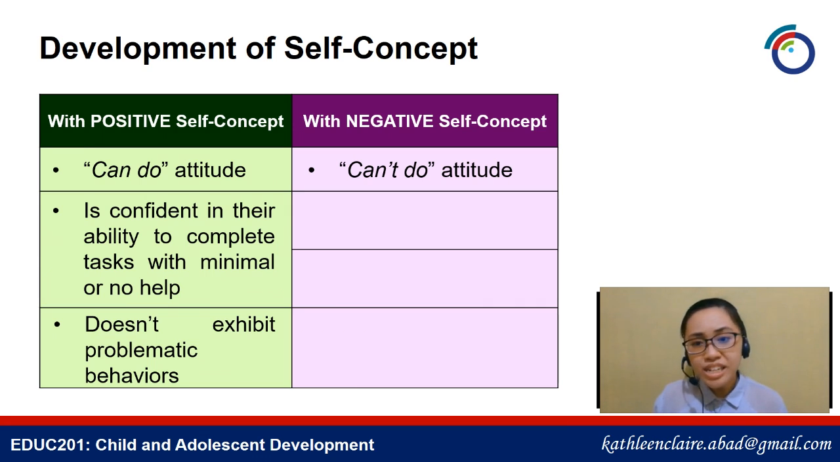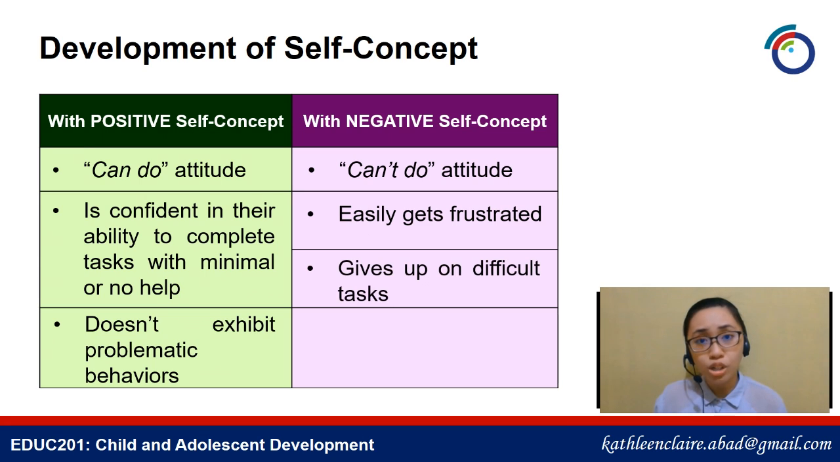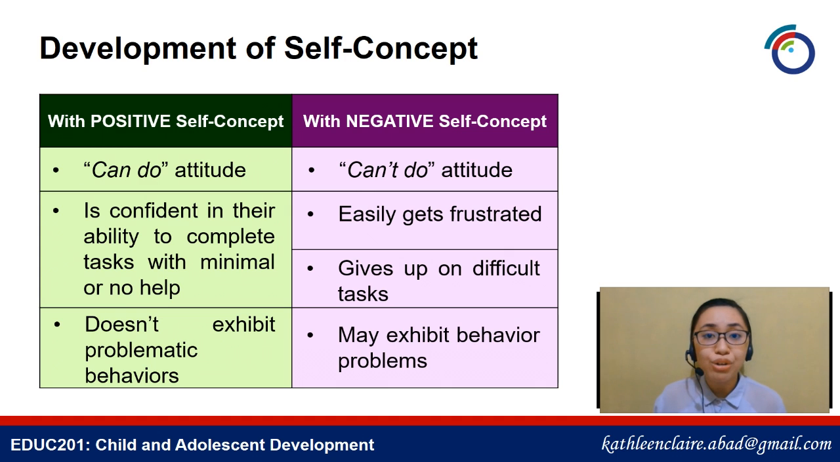Also, he or she easily gets frustrated. Pag halimbawa hindi mo na-achieve yung iyong goal, para kang pinagbagsakan ng langit at lupa. Ayan, diba? So, meron pa siyang kapartner. Easily frustrated siya kapag hindi niya na-achieve yon, pero madali naman siyang mag-give up on difficult tasks. So, diba? Hindi magandang combination. Okay? And also, he or she may exhibit behavior problems na nabanggit niya kanina.